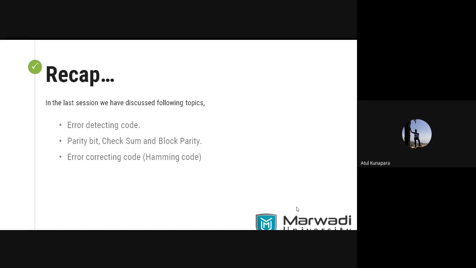And at the end, we were discussing error correcting code, that is the 7-bit Hamming code. In that, we have seen how a 7-bit Hamming code can be used to determine which bit of your code is affected by noise, or we can say it changes from 0 to 1 or 1 to 0. So that is what we discussed yesterday.